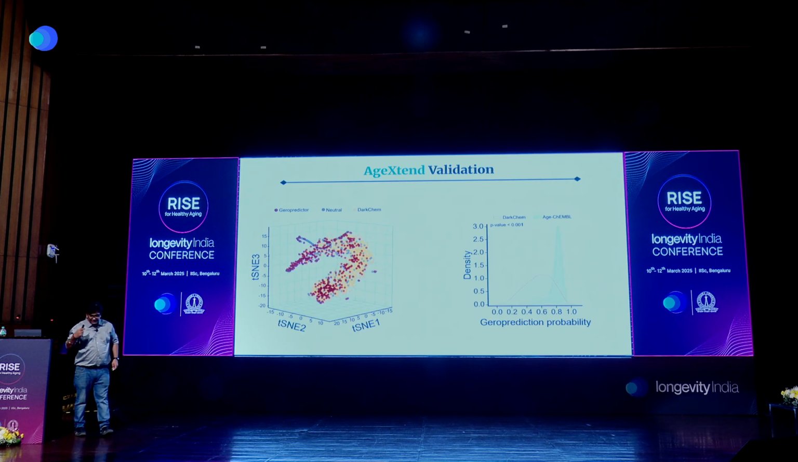Now, is AgeXtend biased towards anti-aging, or does it also predict the negative molecules? As a negative control, we took DrugBank molecules which are all inert. Like if you take 1 milligram or 1 kilogram of these molecules, nothing will happen to your body. We took that, and you can see the DrugBank has a distribution like this, and the aging distribution is like this, very distinctive, which means AgeXtend is really specific to the anti-aging molecules.